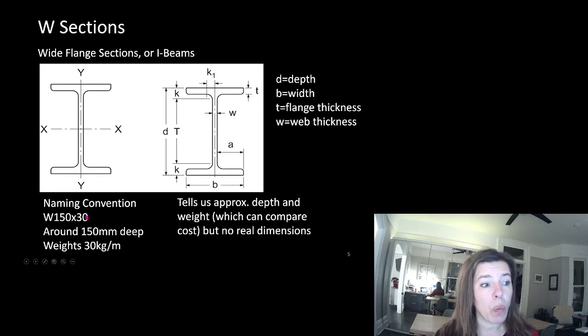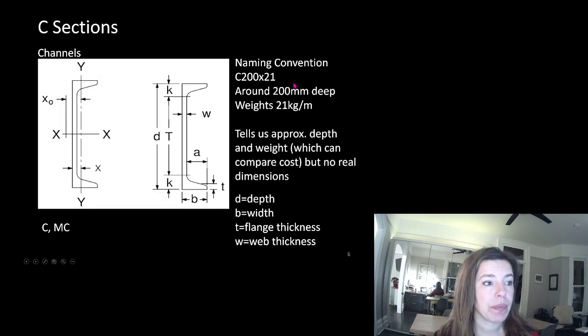So putting weight as the second part of the naming convention means it becomes very easy at a glance to tell which thing is more expensive. And so we want to go with the cheapest, which means we want to go with the lightest, which means we're going to go with the ones that have the smallest second number in W sections. It gets a little bit different when we're talking about certain other sections. But if we want to know the exact depth, we have to go look it up in the tables.